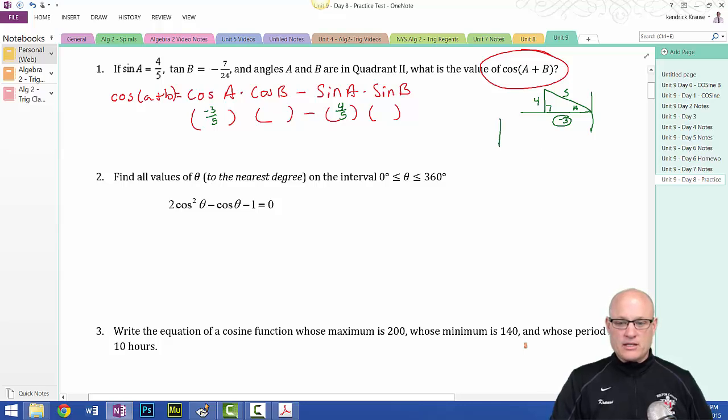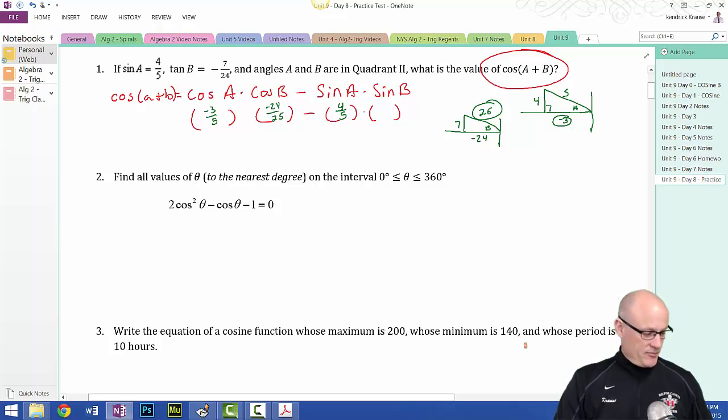Same quadrant, angle B. We were given tangent. Tangent is opposite over adjacent, which in this case is negative 24. I'll do a little magic with my Pythagorean theorem. You have to do the Pythagorean theorem to find out that's 25. So now the cosine of B is negative 24 over 25.